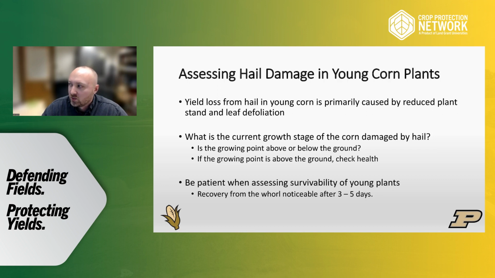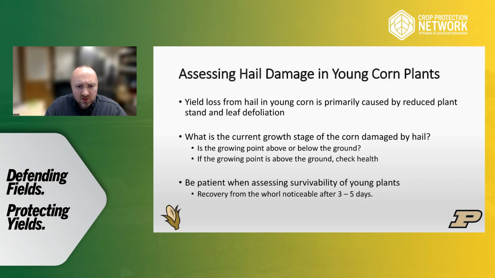The first one, we kind of touched on this, is reduced plant stand. And that's typically a function of: is that growing point out of the ground? Did it cause severe damage of that growing point? Did it actually cause some plants to desiccate or die, and we actually reduce that overall plant stand? And also leaf defoliation. So are we losing a lot of leaves, defoliating a lot of leaves? That can also cause an impact on corn yield, depending on what vegetative growth stage that corn plant is in.